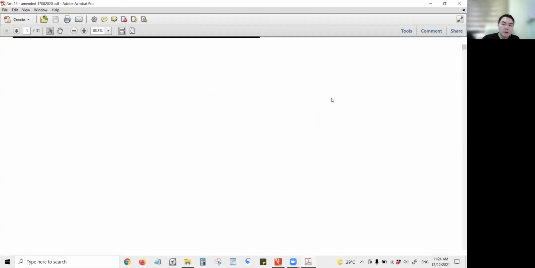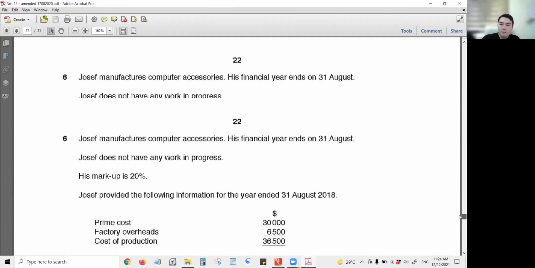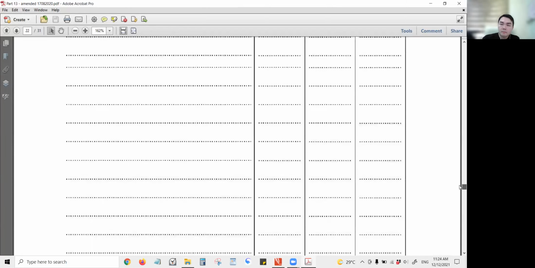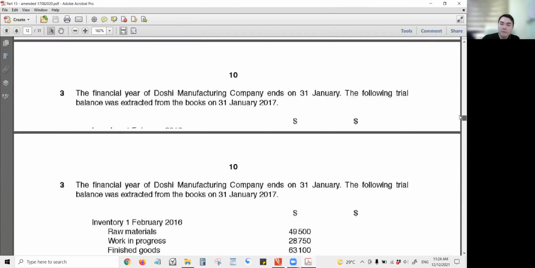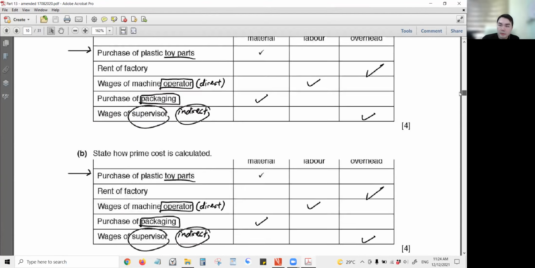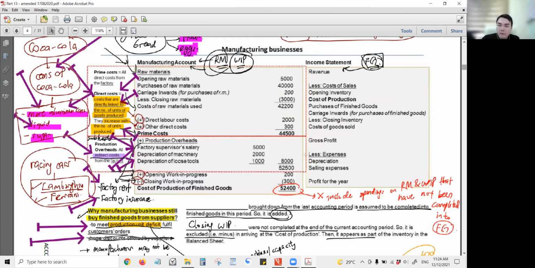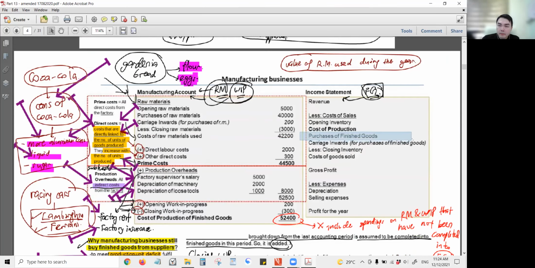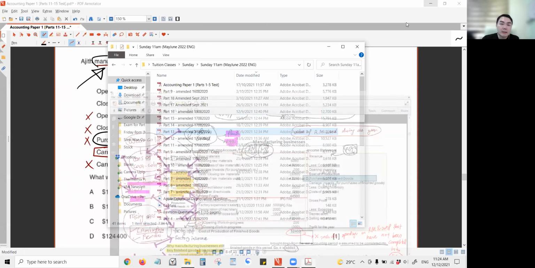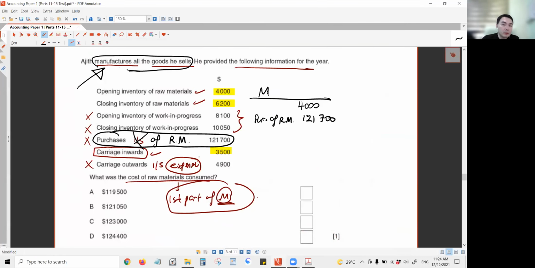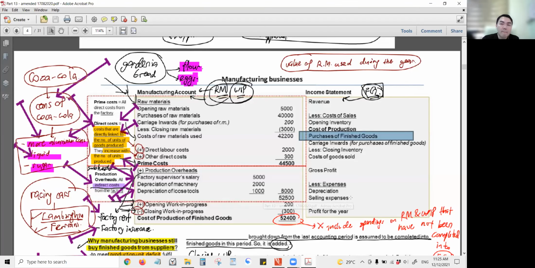I show you the notes again. You have to be very familiar with the notes, otherwise you have problems. But let me show you. You have purchases here. Just now I thought that the purchases shown to us is purchases of finished goods. Therefore, initially I decided that it should go into the income statement, the 121,700. Initially, I thought that is the purchases in the income statement.